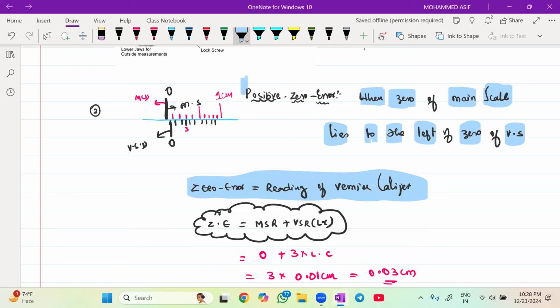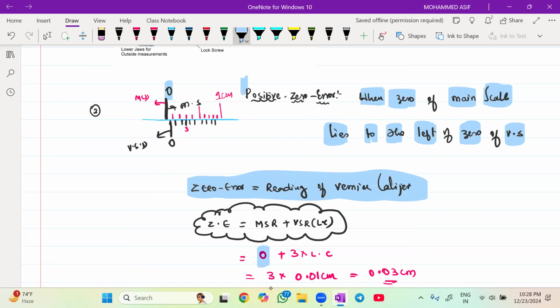और zero error निकालने का तरीका, zero error is equal to the reading of the Vernier caliper. So what is the formula? Zero error is equal to main scale reading plus Vernier scale reading multiplied by least count. What is the main scale reading? Before the zero of the Vernier scale, what is the reading of the main scale you are able to see? Zero. That is the reason I kept zero here.